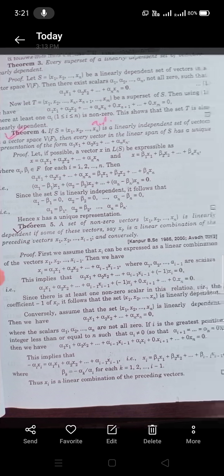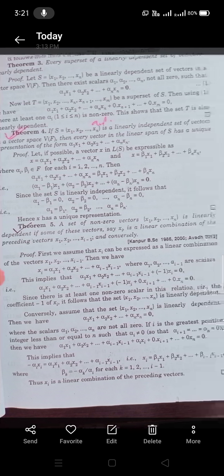For the proof, let it be possible for a vector x in L(S), meaning linear span, to be expressible as x = α1x1 + α2x2 + and so on αnxn, and x = β1x1 + β2x2 + and so on βnxn, where αi, βi belong to F for each i = 1, 2, 3 and so on n. Then α1x1 + α2x2 + and so on αnxn = β1x1 + β2x2 + and so on βnxn.